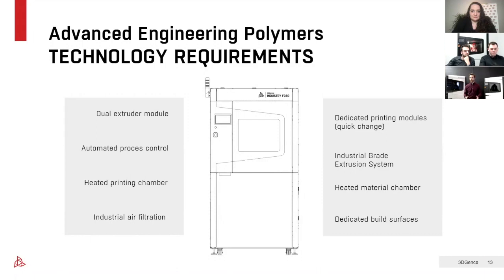We have the industrial air filtration, as there are more and more studies right now coming about the safety of using 3D printers. An industrial filtration system will assure you there will be no fumes going out from the printer. And the dedicated side chamber for materials handling and surfaces for materials like, for example, polycarbonate. Can go to the next slide.